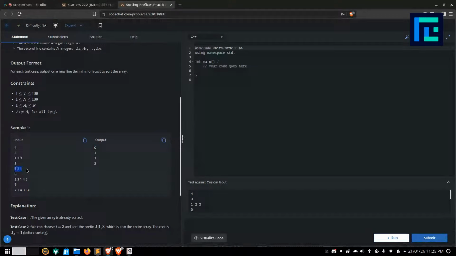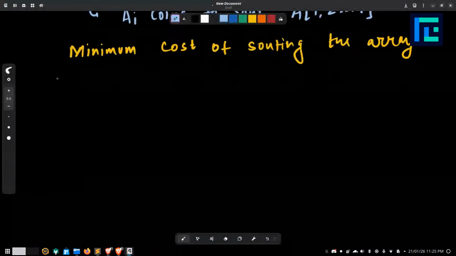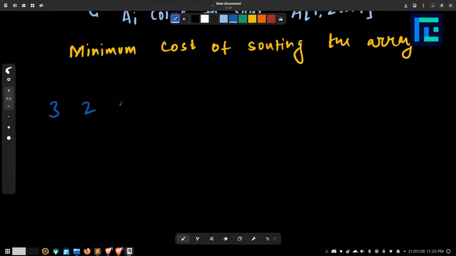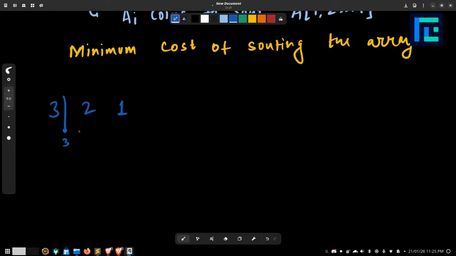Then the next test case is 3, 2, 1. Initially we can perform 3 different operations. Either we can choose to sort the array till here, that would be cost 3, or we can sort the array till here, that would be cost 2, or we can sort the array till here, and that would be cost 1.